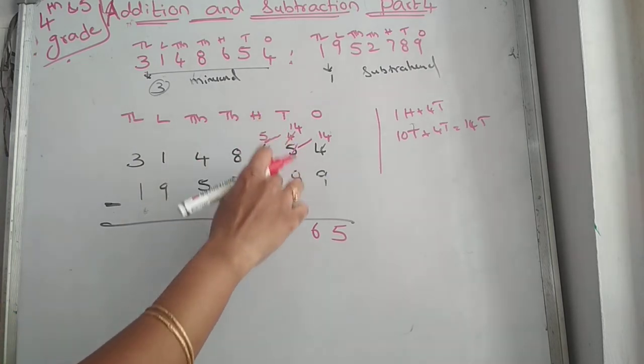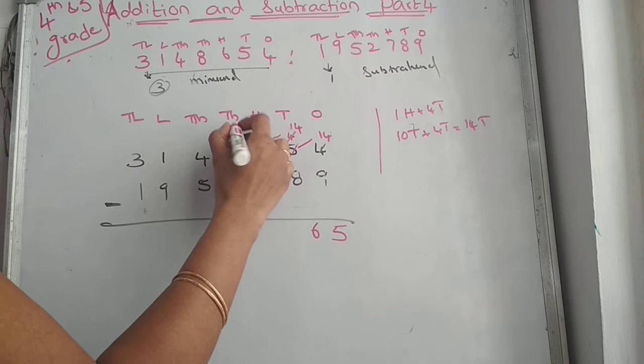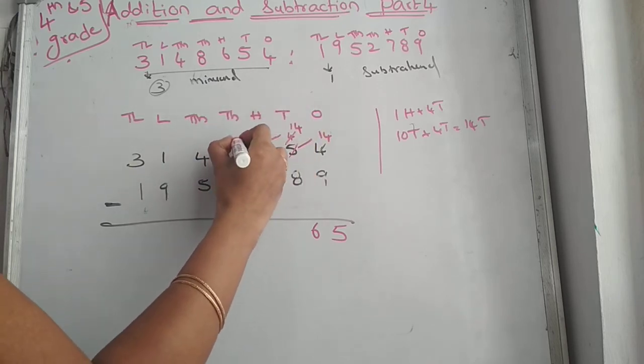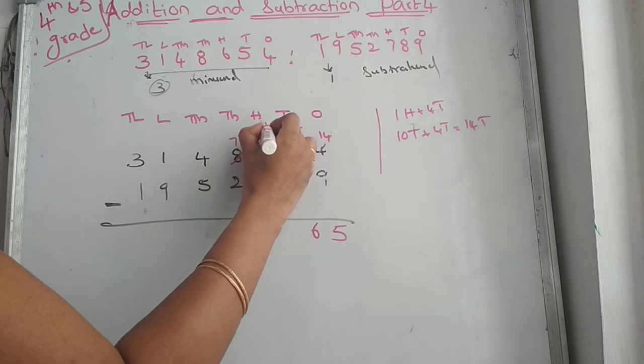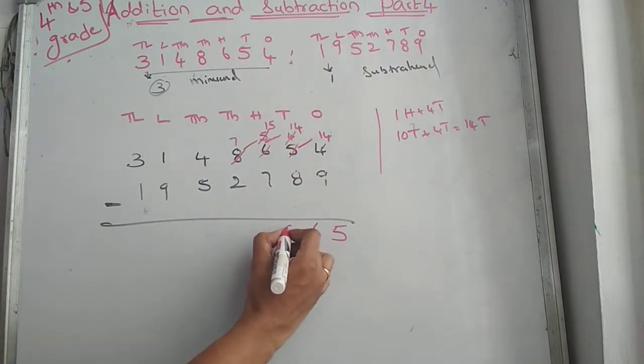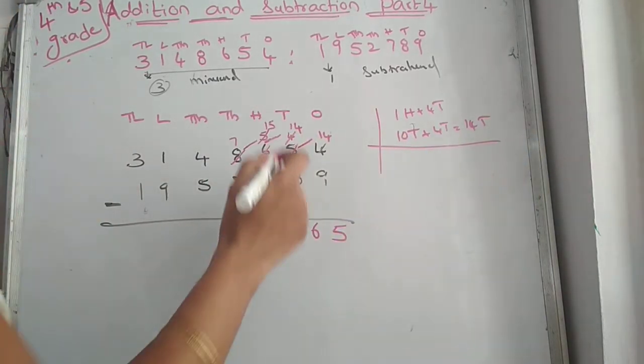Here what happened? 5 and 7. Again we will do borrowing. We borrow 1000 from the thousands place to the hundreds place. Here the number will be 7, and here the number will be 15. So 15 minus 7, what will we get? 8. You know this one, right? So no need to explain.